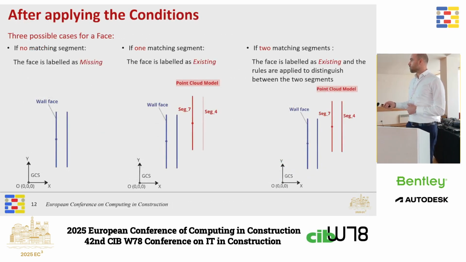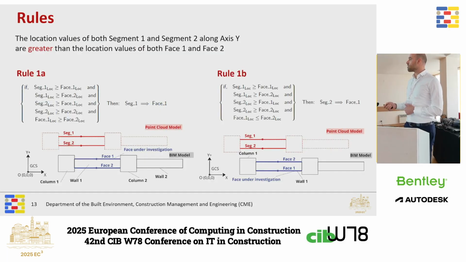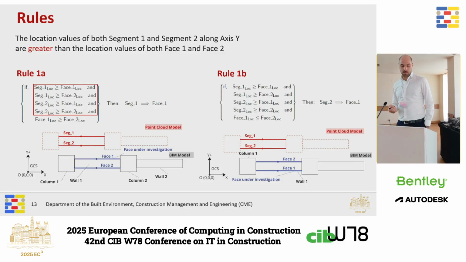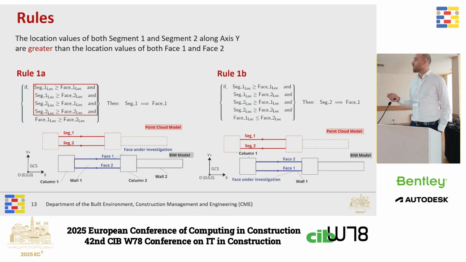In rules, we have many rules, but here is one example. For example, we have a BIM model, point cloud model again deviating like this, and we need to find the matching segment for this phase. So we construct these inequalities, and we say that the location values of both segment 1 and segment 2 along axis y are greater than the location values of both phase 1 and phase 2.